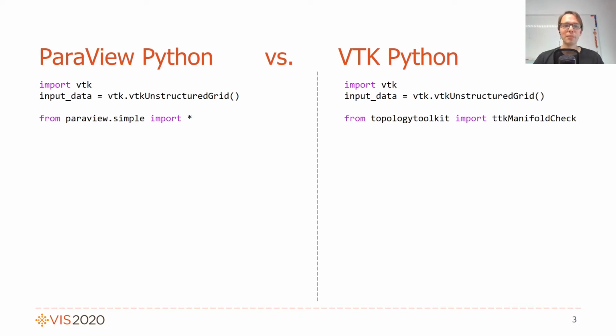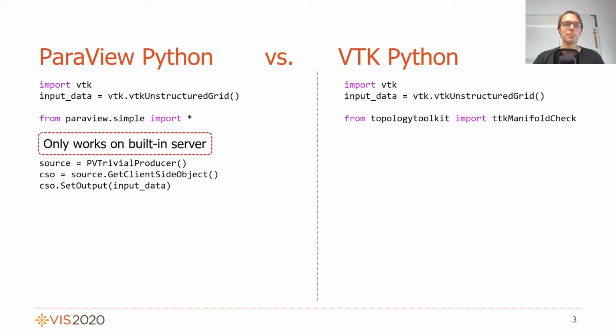As a simple example, let's say we have some VTK unstructured grid on which we would like to execute a TTK manifold check. Now if we use the ParaView Python interface, we would first need to get our data into the pipeline. This can be done by creating a trivial producer and attaching our input data to its client-side object. This, however, only works if we are connected to the ParaView built-in server. It will not work if we are connected to some remote server.